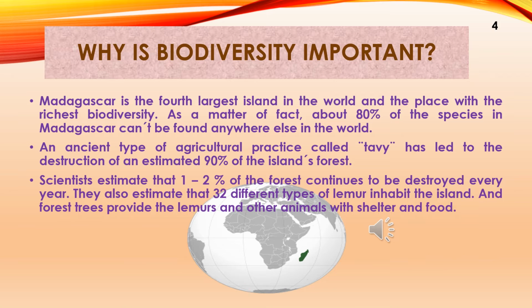Now, an ancient type of agriculture practice called tavy has led to the destruction of an estimated 90% of the island's forest. I mean, this is terrible. How can human beings destroy their environment? And when we talk about environment, we are talking about biodiversity.